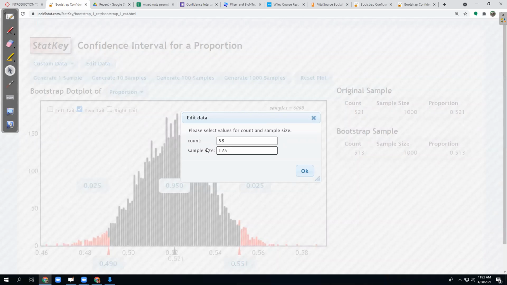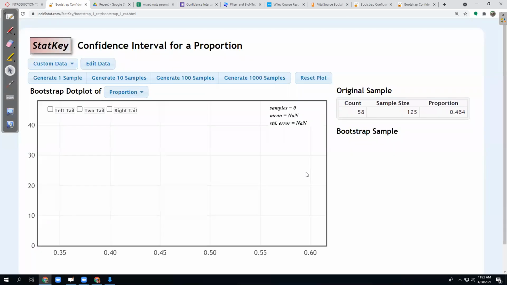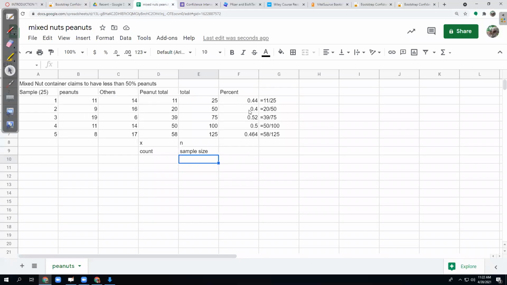So if you want to try this in StatKey too, go for it. I think I posted that link just a moment ago to this page. And so StatKey says, okay, 58 out of 125 is 46.4%. Now remember, there's sampling variability. Every one of my samples was a little bit different. And these totals and percents here, these are cumulative, meaning I'm adding them up as I go. So the cumulative relates to both of these here.